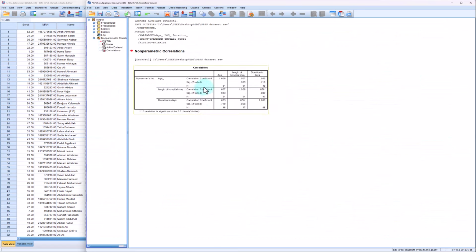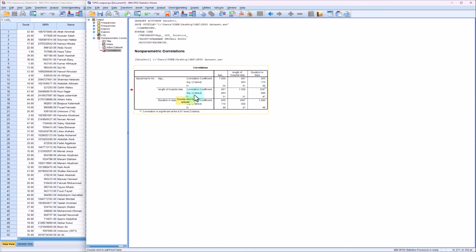So here we can see that age is obviously correlated with age perfectly. The correlation coefficient is 1, but we are interested in the correlation between age and length of hospital stay. Here we can see the significance value is 0.963, which is more than 0.05, which means this is an insignificant correlation. Again, age is insignificantly correlated with the duration of stay.